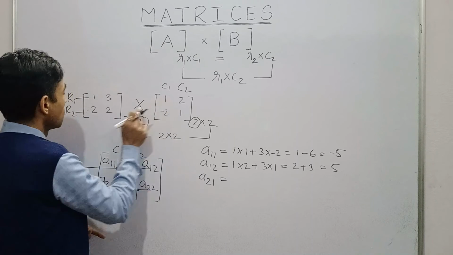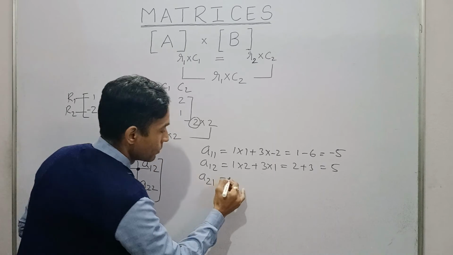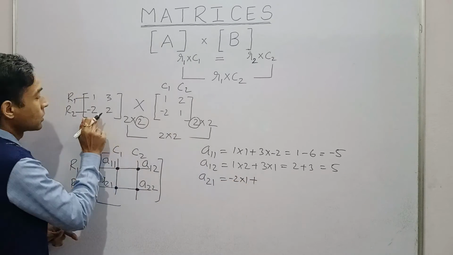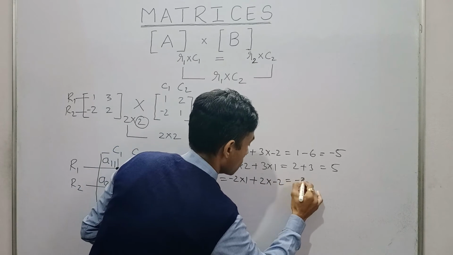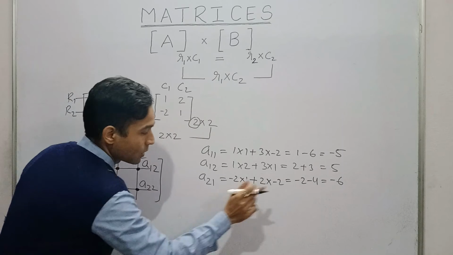Now A21, here 21 means second row of first matrix multiplied to first column of second matrix. This minus 2 will be multiplied to 1 and this 2 will be multiplied to minus 2. So A21 is minus 6.